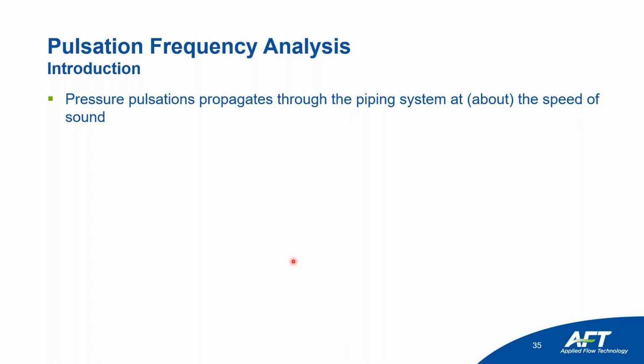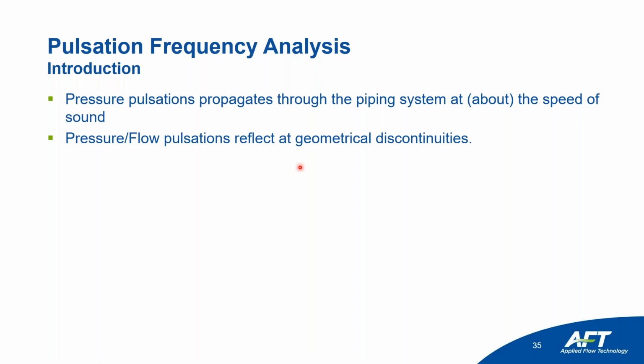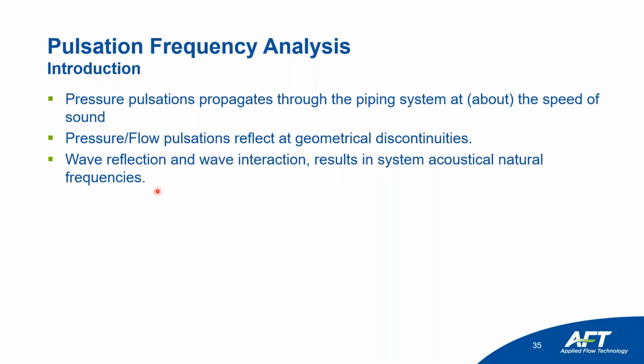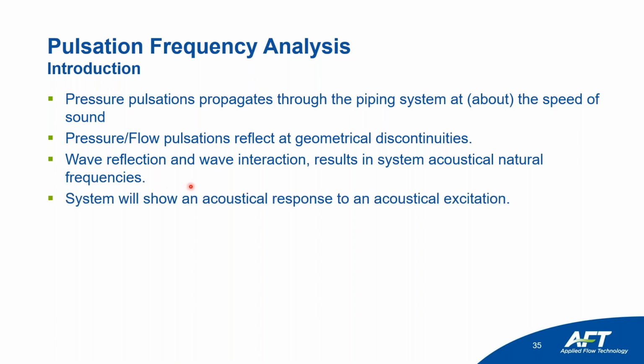Pressure pulsation propagates through the piping system at about the speed of sound. Pressure flow pulsations reflect geometrical discontinuities. Wave reflection and interaction results in a system acoustical natural frequency. So each system has acoustical natural frequencies, and it's the ones you want to avoid when you operate your compressor.